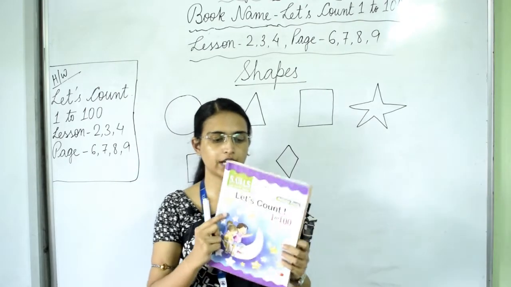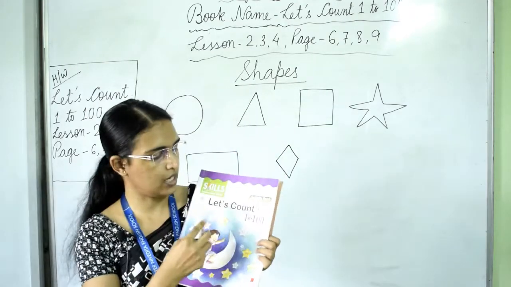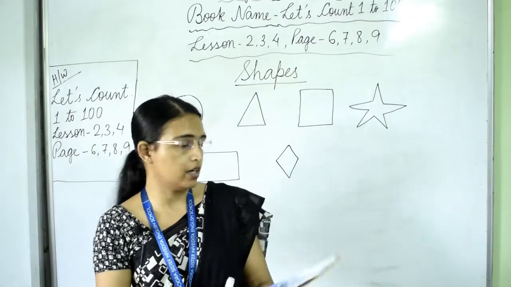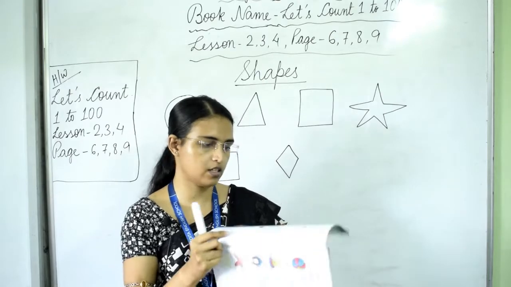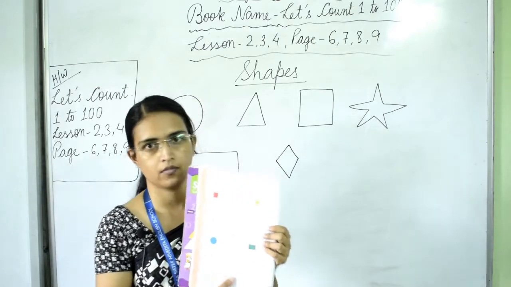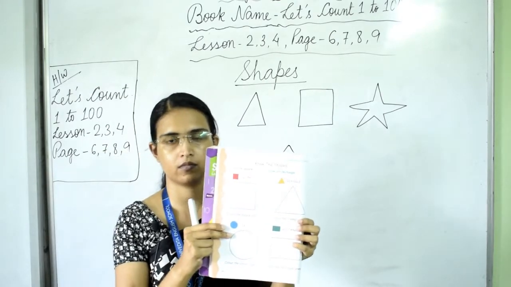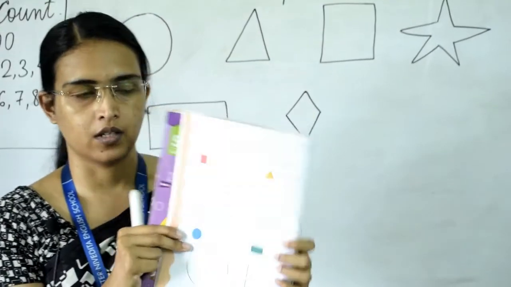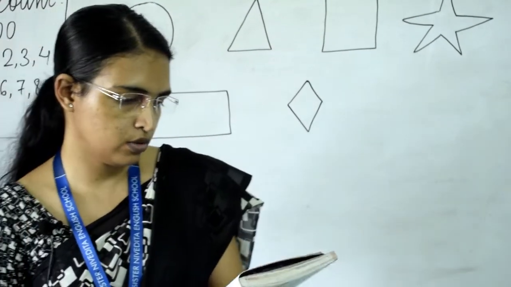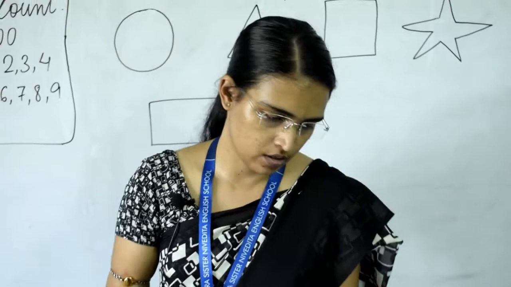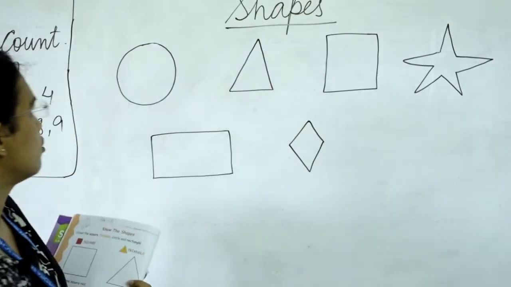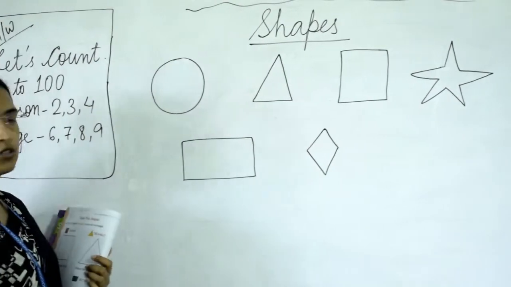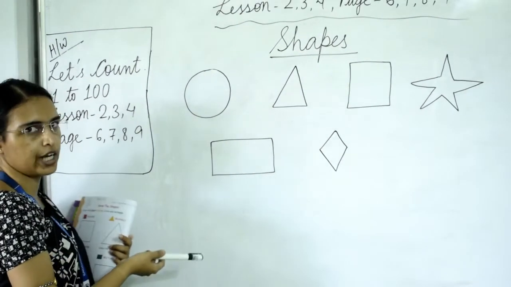Okay students, now take out your maths book. Let's count 1 to 100. Now come to page number 6, this one. Today we are going to learn about shapes. So we have already learned about various types of shapes, right? So here I have drawn some pictures of shapes.